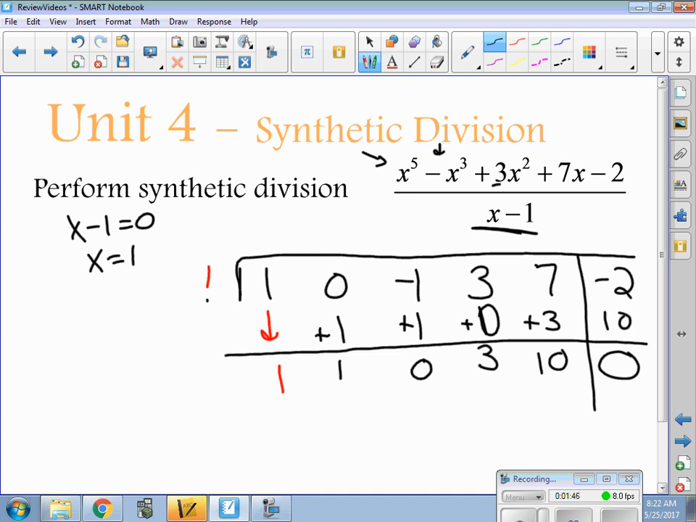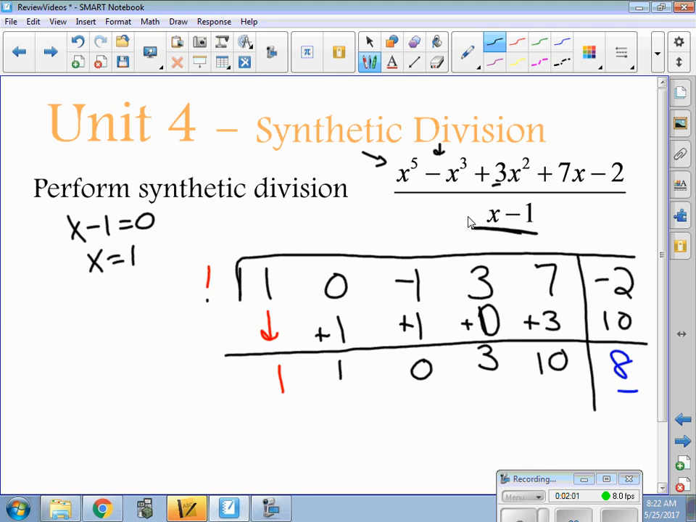Now I'm going to erase my remainder circle, and we're actually going to get an 8. An 8 means that I have a remainder of 8. The remainder also is telling you that x minus 1 is not a factor.